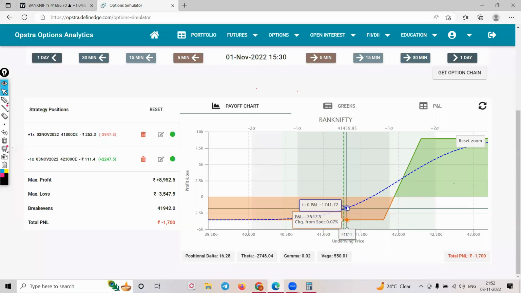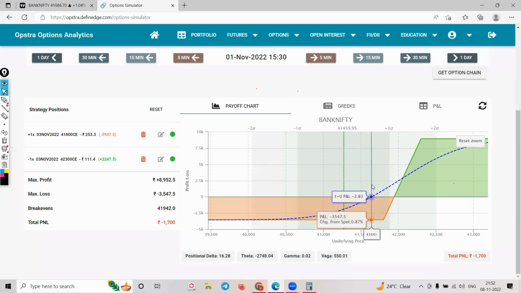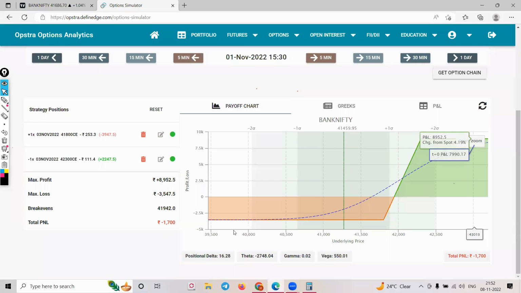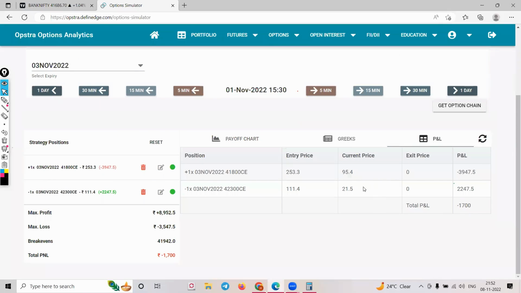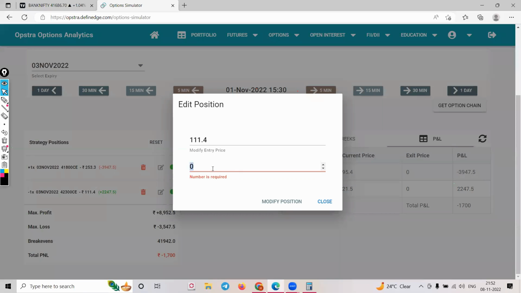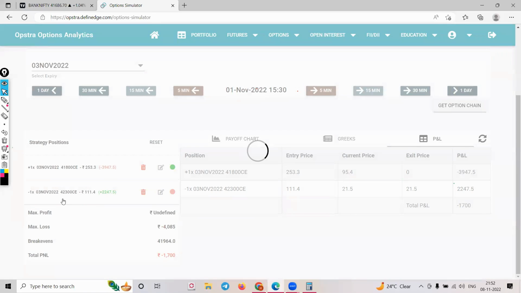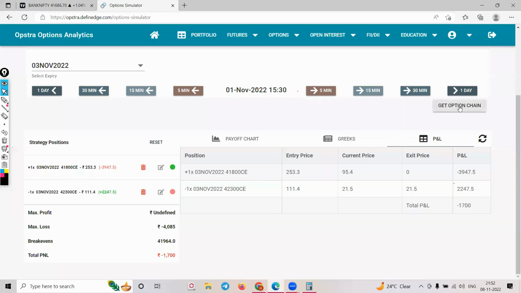What if we shift the 42,300, which is already in profit, one step down, or 200 points down? Yeah, absolutely, we can do that. We can book this 42,300 and go to 42,000. But let me show you that adjustment also. I'll book this profit, and then we can go for 42,000.